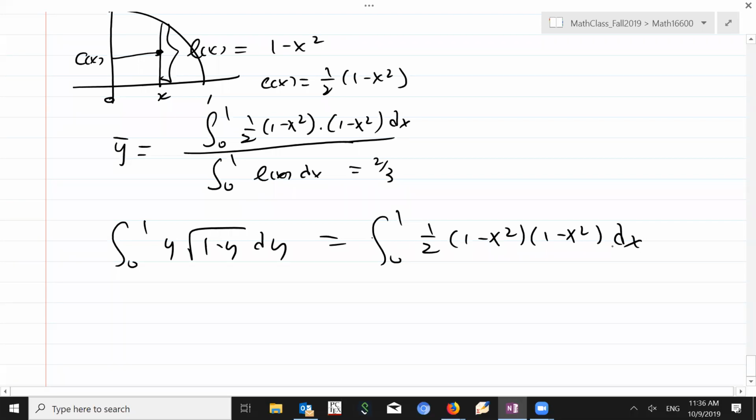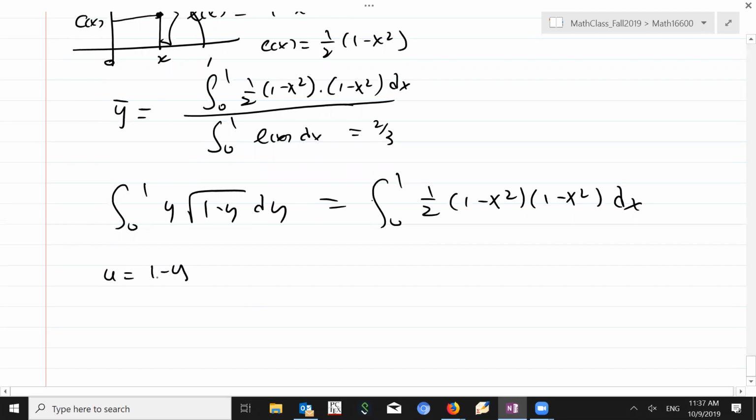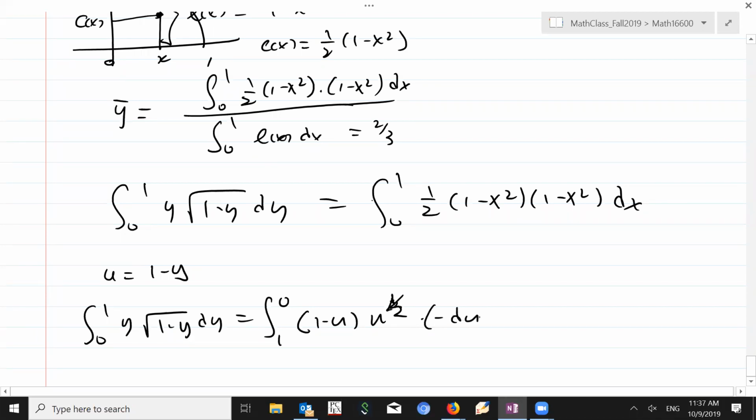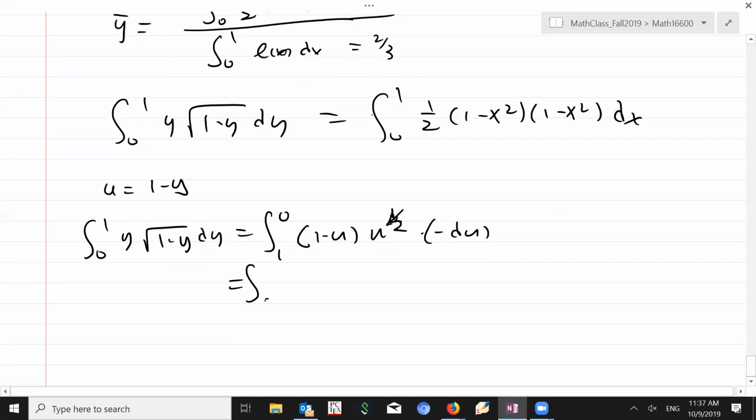You can do that, right? But you have to use substitution. I don't think, well, almost the same. Maybe using the left one is easier if you use substitution, because you don't need to get the complicated polynomials. So you can use a substitution. Let u be 1 minus y, right? Then this integral is going to be, when y is 1, u is 0. And y is going to be 1 minus u, and that's a square root of u. And dy is negative du. So you can change the variable from 0 to 1: 1 minus u, u to the 1/2 du.